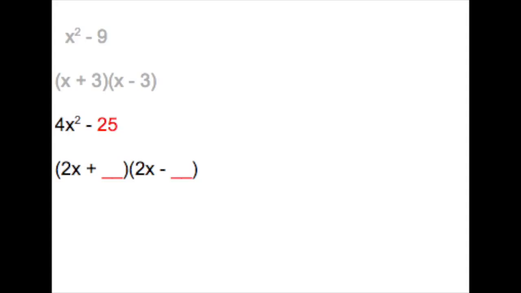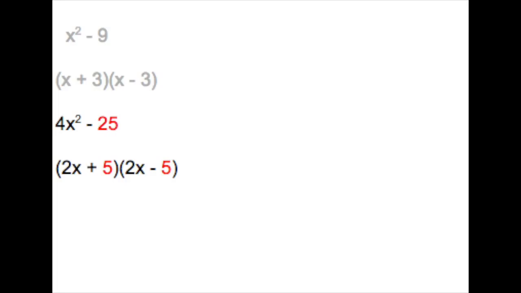And our second term will be the square root of 25, which is 5, because 5 times 5 is 25. So we have our two factors, 2x plus 5 and 2x minus 5.